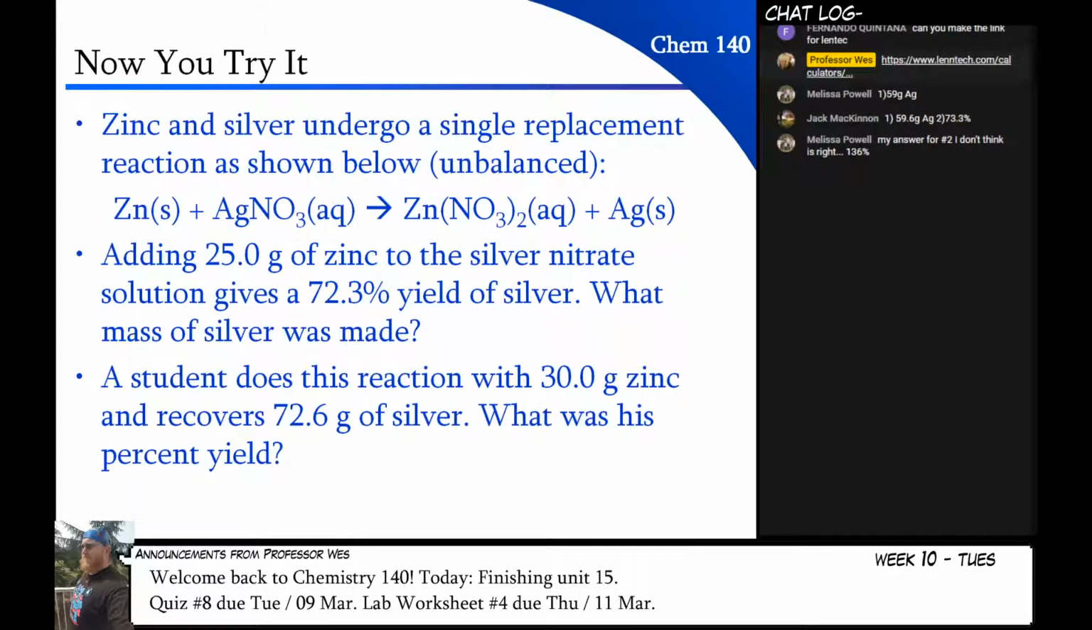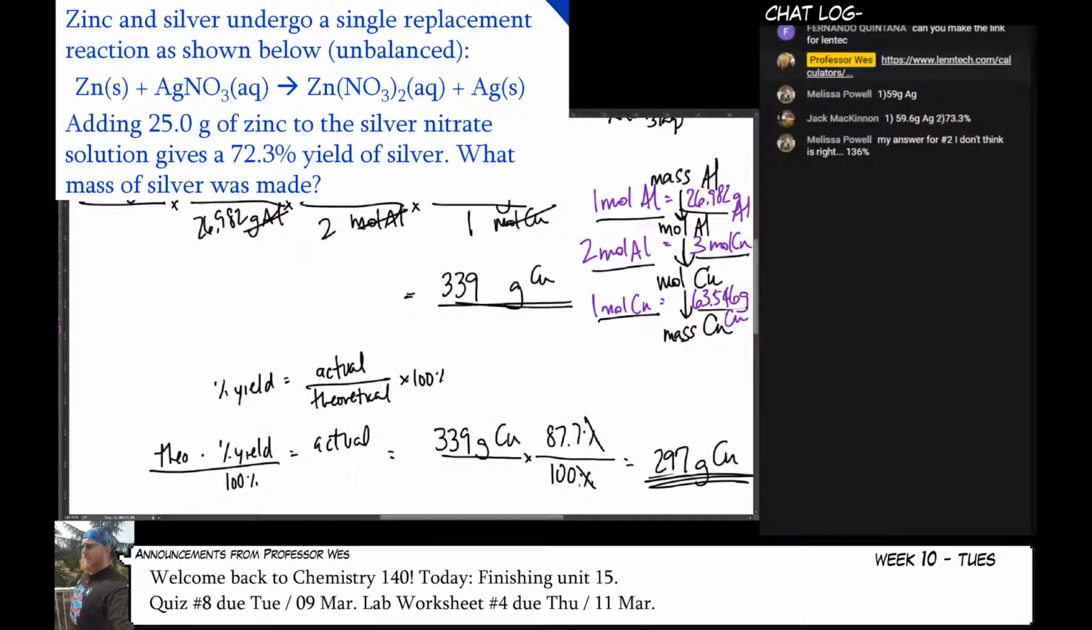Well, you can't get over 100% yield for these problems. I do want to talk about what happens when you get over 100% yield in a second, though, because in the laboratory, it's actually pretty possible, due to some common errors that can occur. So let's go over these two problems here.